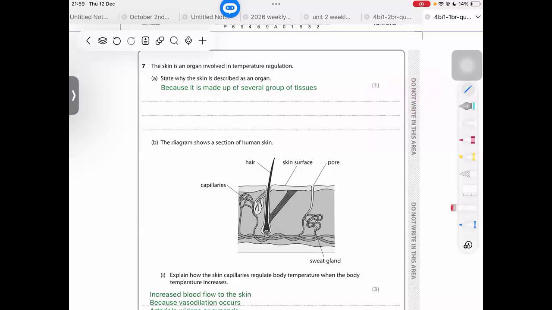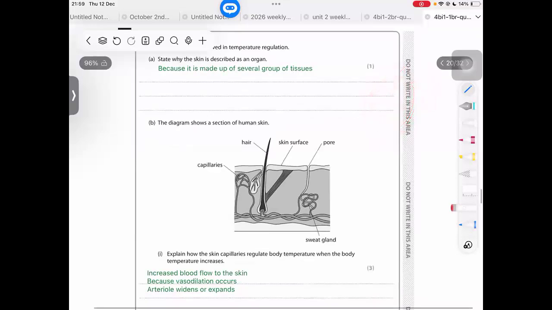And also, if you have just written "made up of tissues" instead of writing "made up of different groups of tissues" or "made up of several groups of tissues", no marks for that, right? So you must mention several or different. Then only that one mark is given.